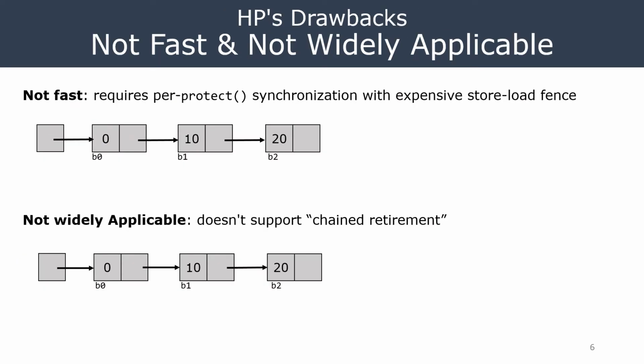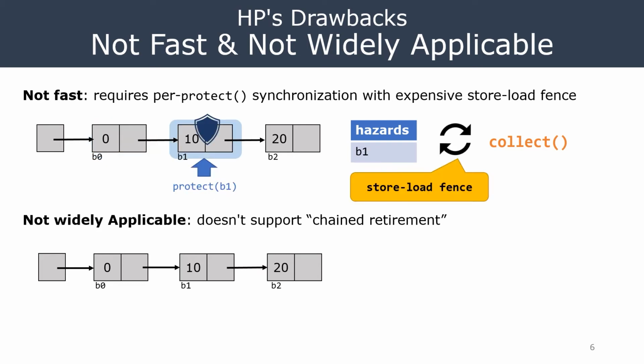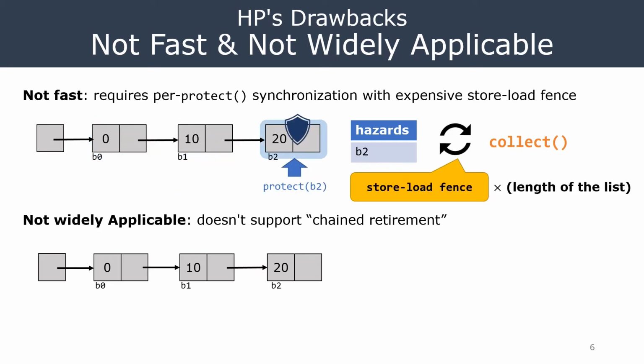Unfortunately, hazard pointers has significant drawbacks. First, it is not fast due to the synchronization cost. HP requires protect and collect function to be synchronized. To do so, both functions should issue a store load fence, which is a very expensive instruction. While traversing the data structure, protect is called for each block, slowing down the operation due to the accumulated cost of fences. Second, HP does not support a wide variety of data structures.